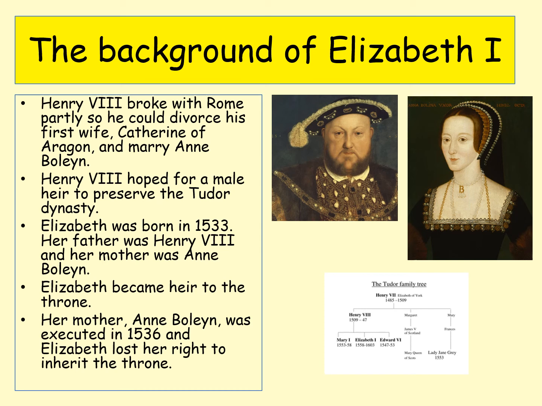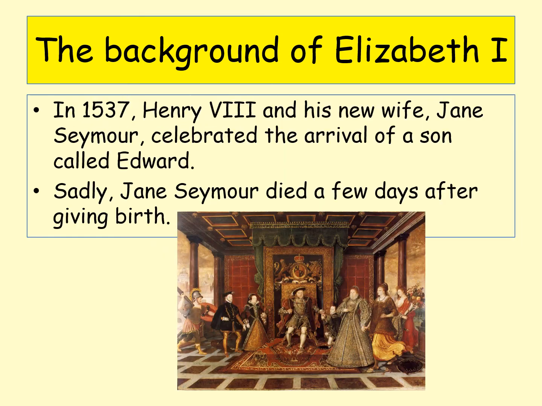Elizabeth did become the heir to the throne when she was born, but when her mother Anne Boleyn was executed in 1536, she lost her right to inherit the throne. And at only 2.5 years old, her mother had been executed, estranged from her father. She was in quite a difficult position.